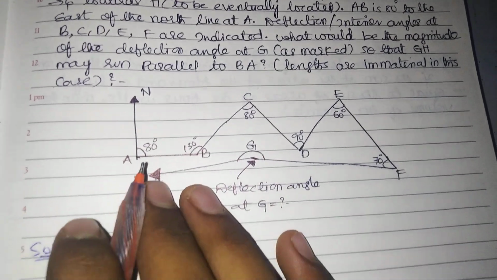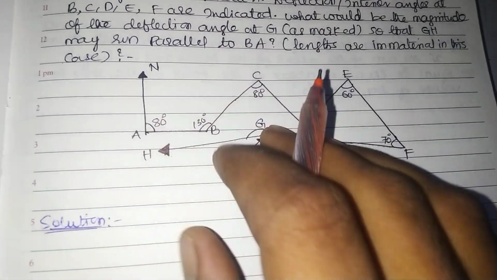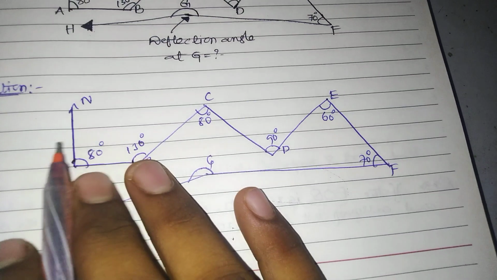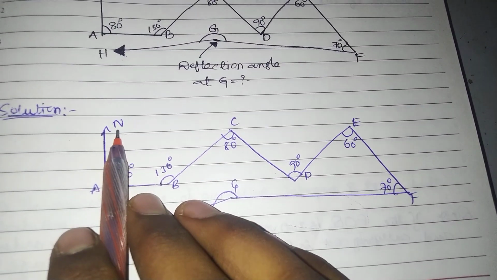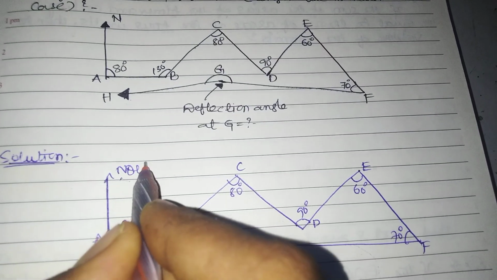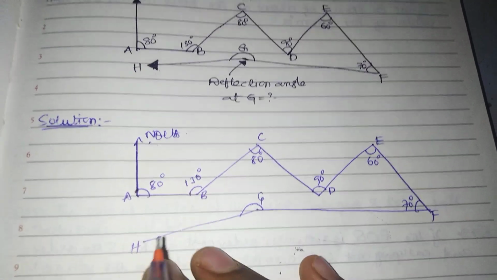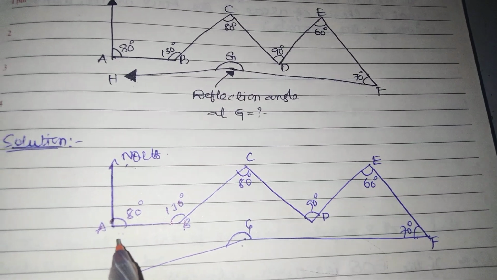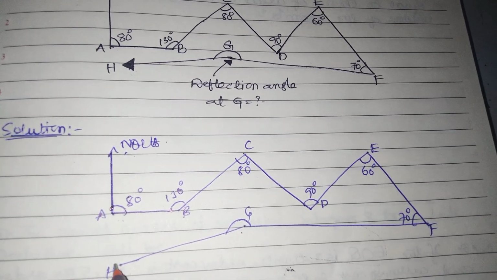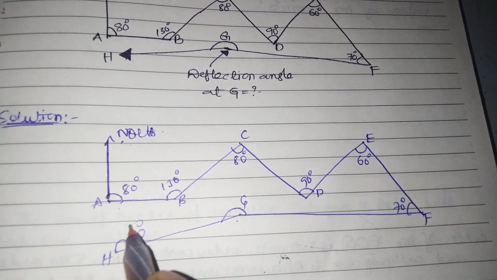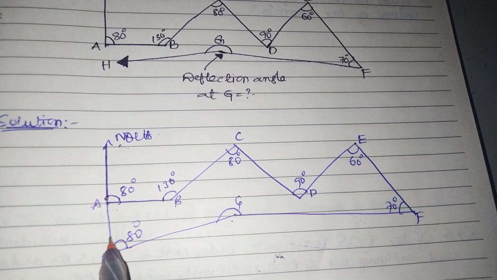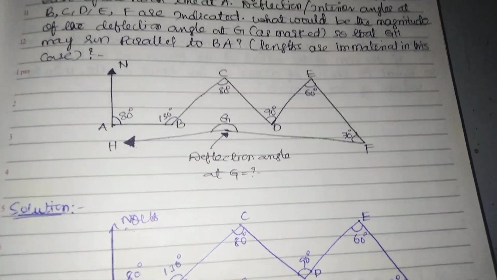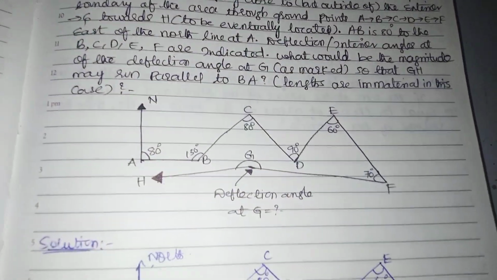So for that, we have to draw the given figure in the solution once again. So we draw it. This is the north direction. They already mentioned BA is parallel to GH. So what is the angle indicated over there? We close this traverse. So it is 80 degrees. They mention all the angles.